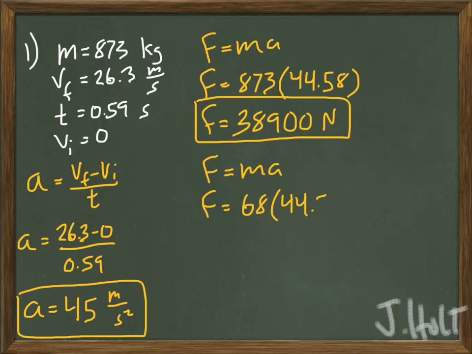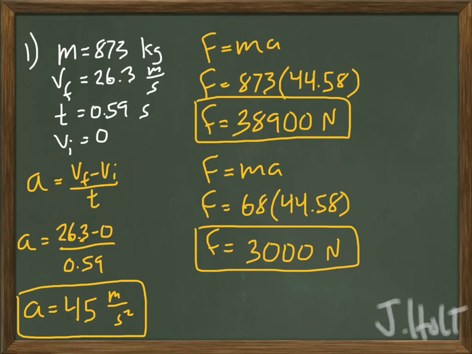If we want to find the force that the seat exerts on the driver, then we're going to use the same thing, except instead of the mass of the car, we're just going to use the mass of the driver. So instead of 873 kilograms, which was the entire race car, we're just going to use 68, which is just the mass of the driver.